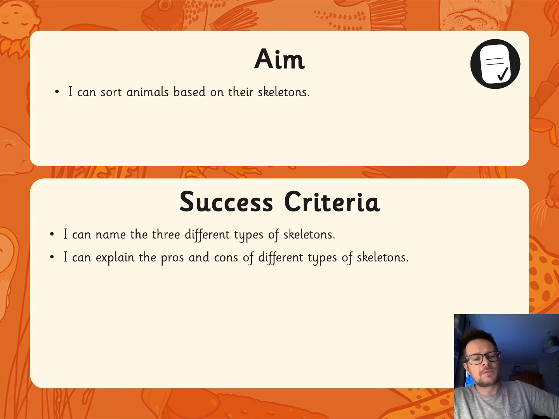I can name the 3 different types of skeletons. Go and tell somebody that you live with what the 3 types of skeletons are. And I can explain the pros and cons of different types of skeletons. Tell that person what a good thing about each of those skeletons is and what a negative or a disadvantage of having that type of skeleton is.